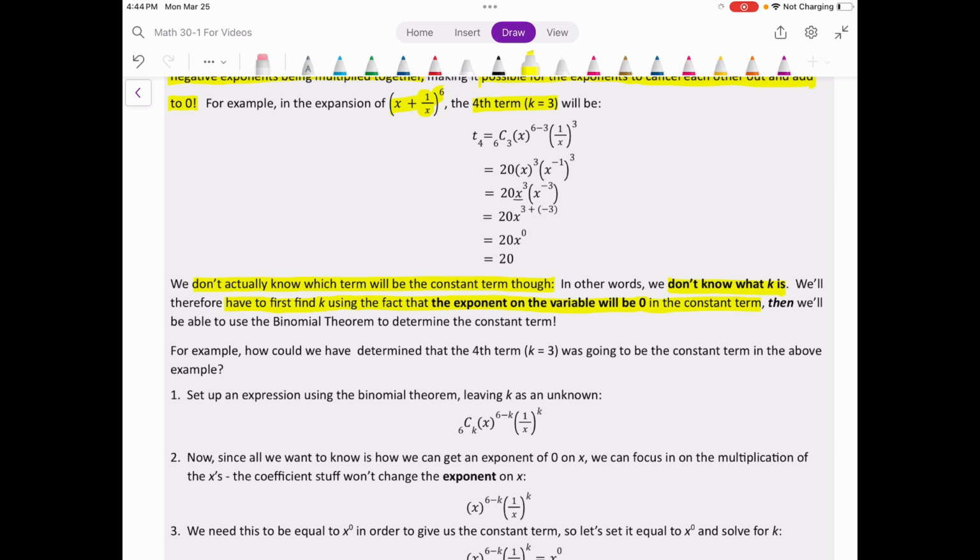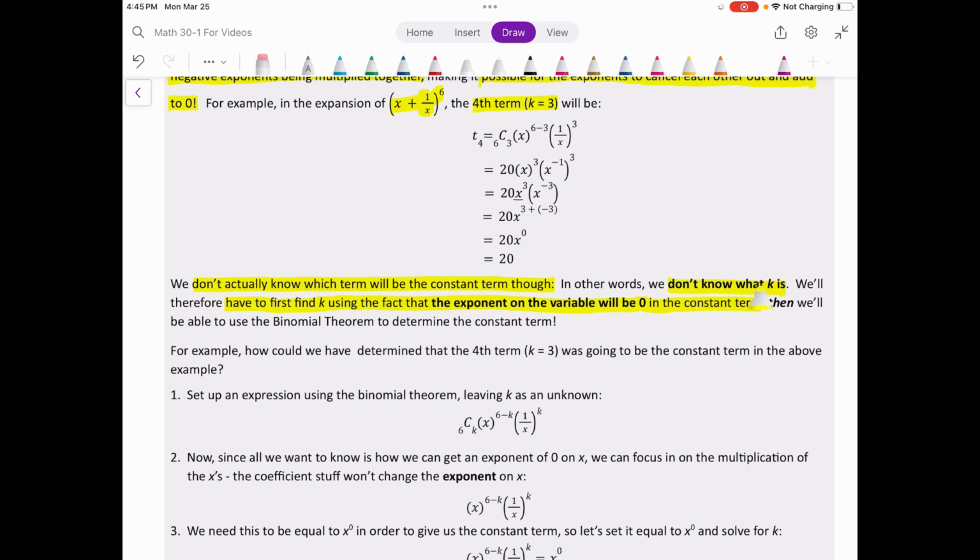It's being divided by x, right? So the only way to get a constant term is if the exponent on the variable is 0. So we can use that fact to figure out what is the correct k to make the overall exponent on our variable become 0. Again, not knowing what the term is the same as not knowing what k is. Because as soon as you know k, you know the term number.